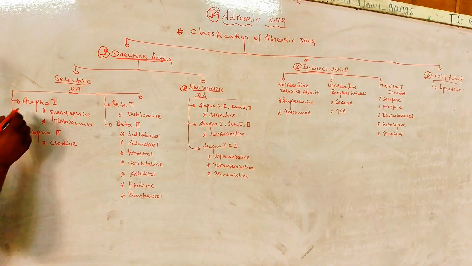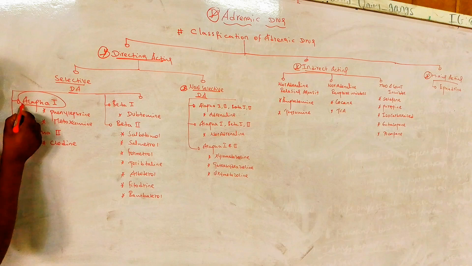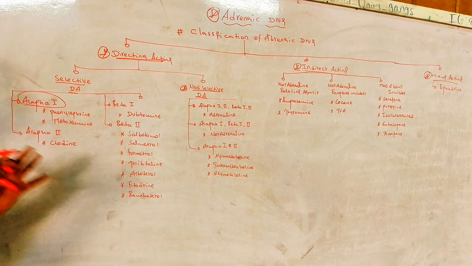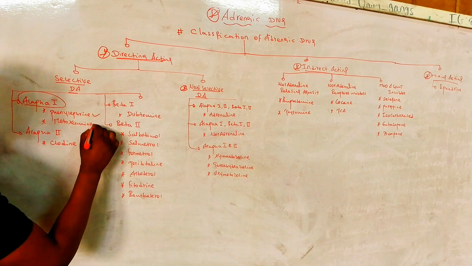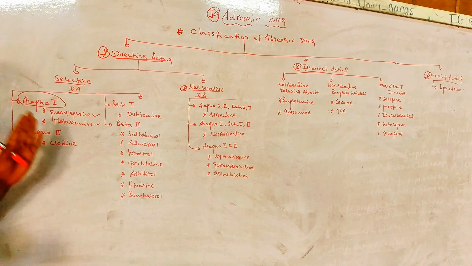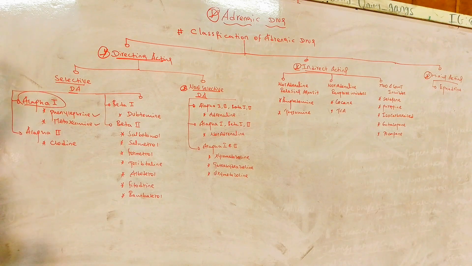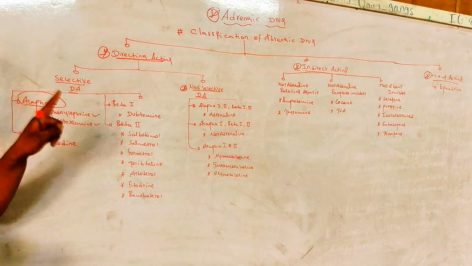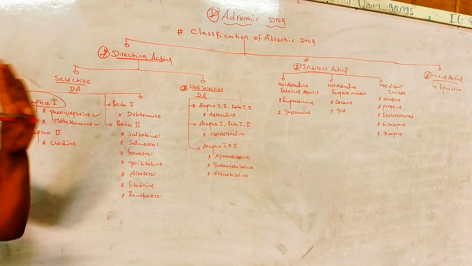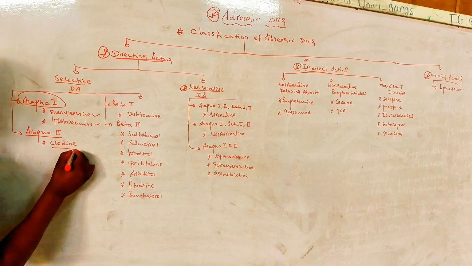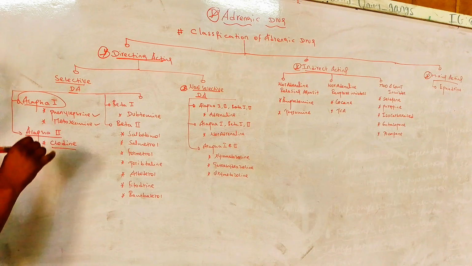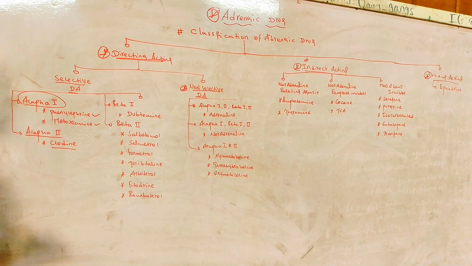The first one is alpha 1 receptor. The drugs that select only alpha 1 are phenylephrine as well as methoxamine. Phenylephrine as well as methoxamine are alpha 1 selective adrenergic drugs. The second one is alpha 2 selective. Clonidine is a drug that selects only alpha 2 receptor.